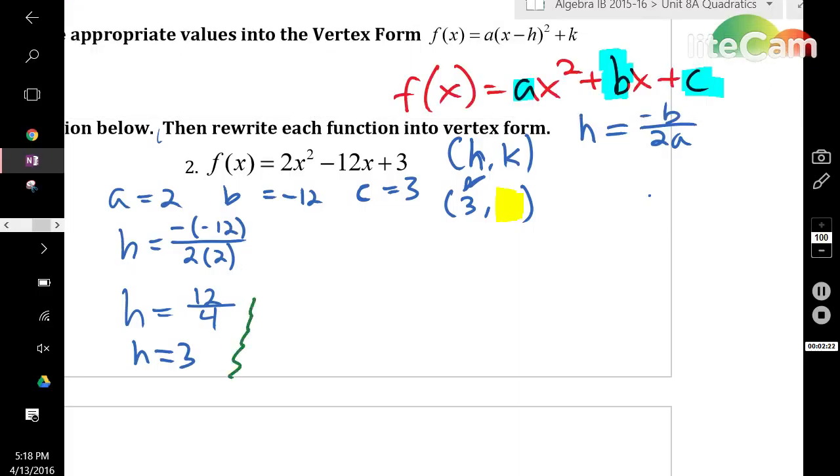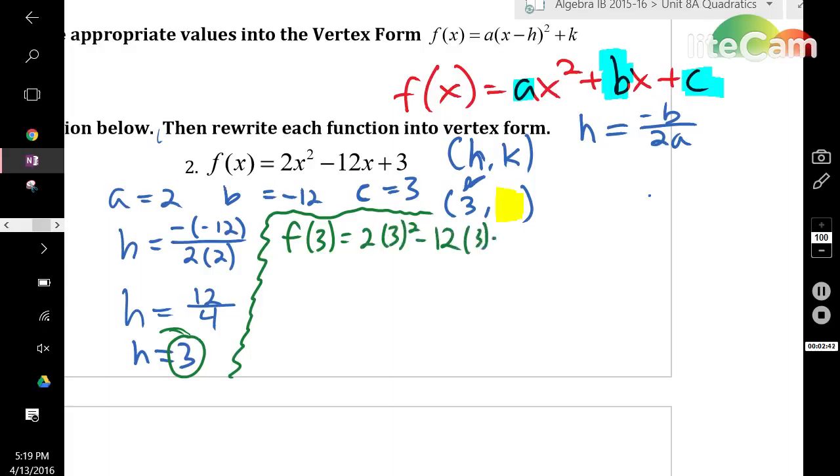Now, if we have the x value and we want to find the corresponding y value, simply take 3, plug it in for x in the original equation, or function. So it's going to be f of 3 equals 2 times 3 squared minus 12 times 3 plus 3. So all we did there is take the x value of 3 and plug it in for x to find our y value, or k.